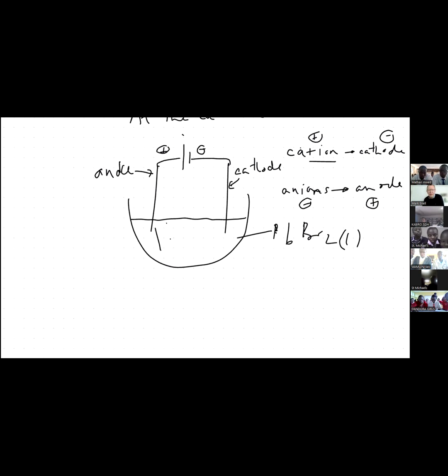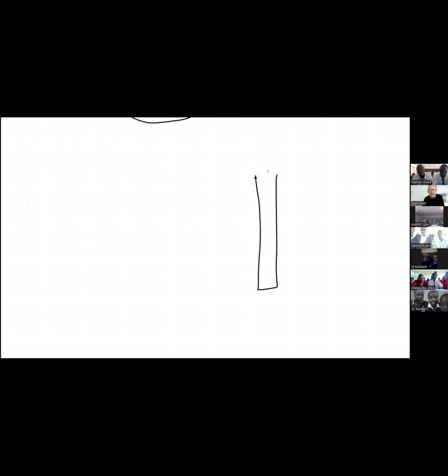If I look at the cathode, just at the cathode to start with, I'm going to draw the cathode, and this is made larger, and it's made of carbon, and it's attached to the minus. Now, because it's attached to the negative, it is full of electrons. And because it is negative, the lead ions are attracted towards it.